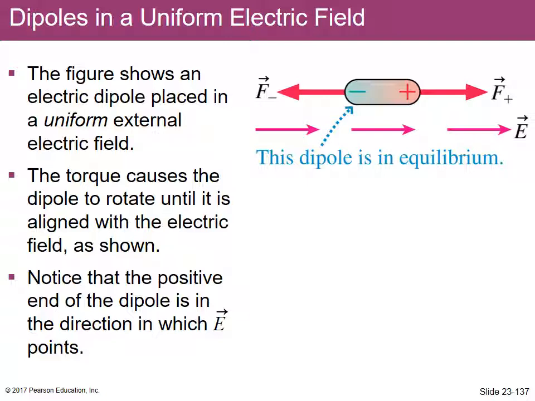The figure shows an electric dipole placed in a uniform external electric field. The torque causes the dipole to rotate until it is aligned with the electric field as shown. Notice that the positive end of the dipole is in the direction in which E points.